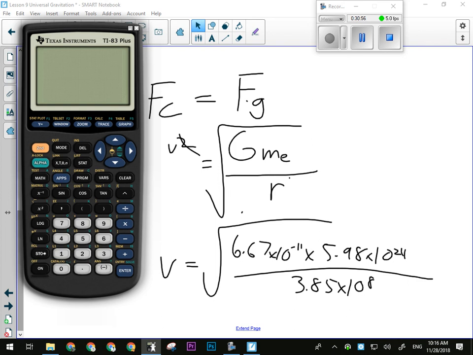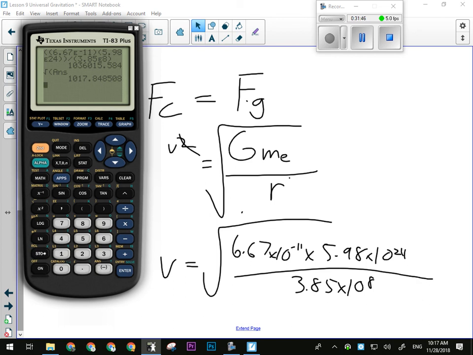Now, how you decide to do this is going to be entirely up to you, but know that it gets crazy if you're trying to do it all in one step. Keeping track of all your brackets can start to be a problem, right? So what I usually do is I do the square root after. Okay, so the moon is moving at 1,017 meters per second as it orbits the Earth. About 1 kilometer per second.